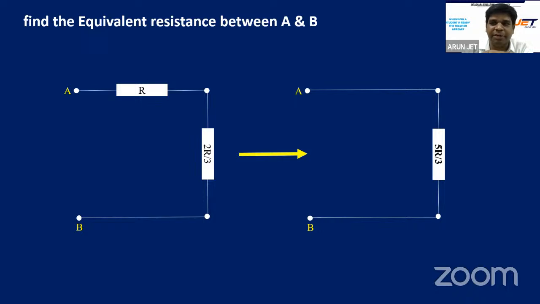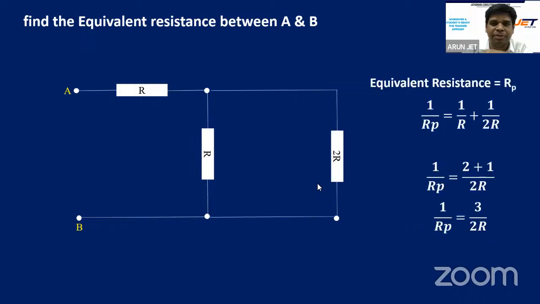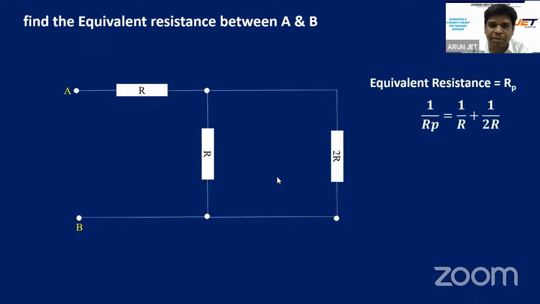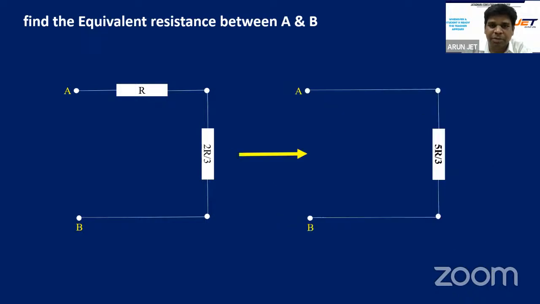Look at that. 5R by 3 is definitely greater than R. How could it be greater than R? Let's come back to the situation again. I got R and R in series. That became 2R. Fine, that's perfectly fine. Now R and 2R are in parallel. That becomes less than R, which is 2R by 3. 2R by 3 is 0.66 R, which is less than R.